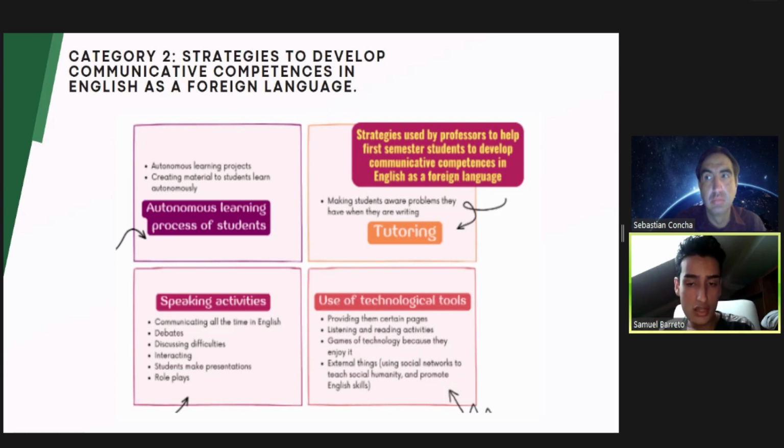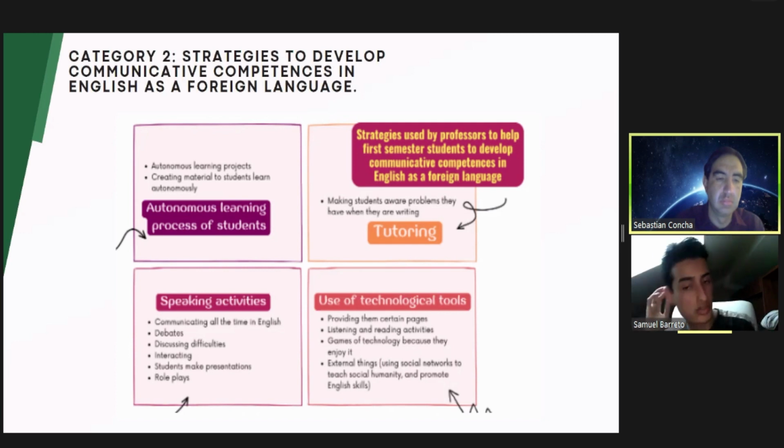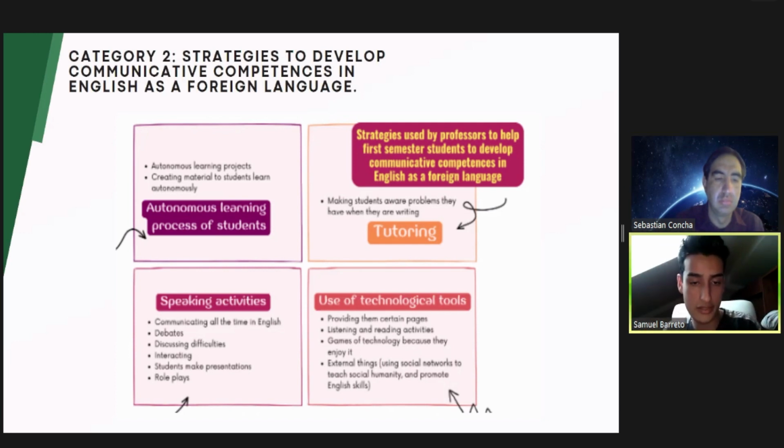So the first one relies on tutoring. They have tutoring sessions in order to help those students with the difficulties they have. Also, use of technological tools. So they use listening and reading activities, games, social networks, and e-learning tools in order to help those students. Also, activities addressed to improve speaking competences. So they implement debates, discussions, and they make students do presentations and role plays.